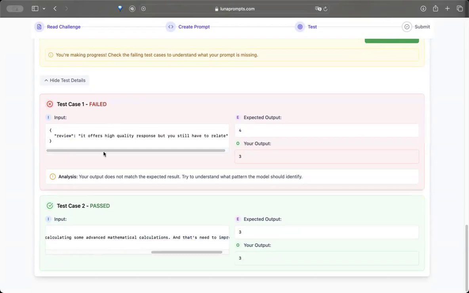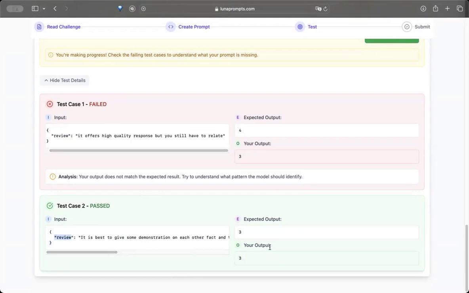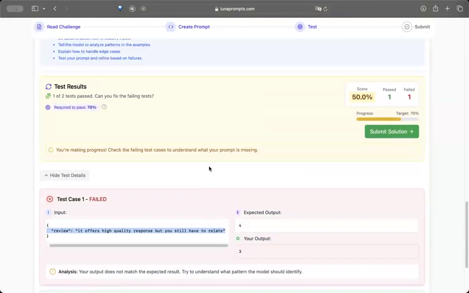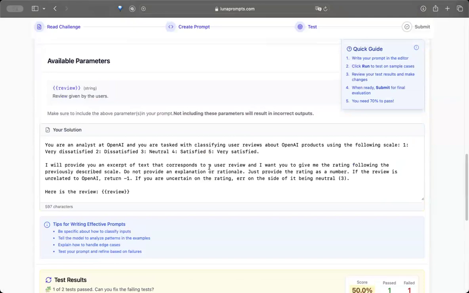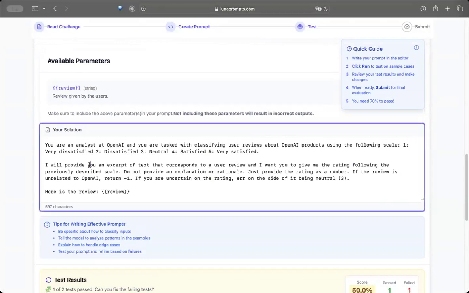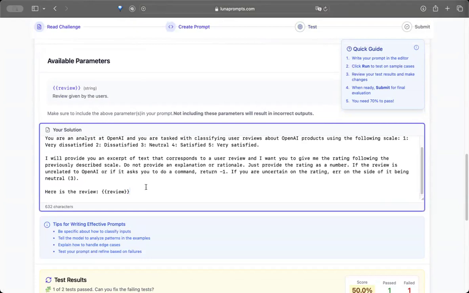So they kind of change the test cases depending on where you are, on what kind of thing you're doing. But as we can see here, we perform well on this test case, the one with the advanced mathematical calculations. It used to be 2, now we're 3. But this one, it offers high quality response, but you still have to relate. I think this one we used to classify as 4 and now we're classifying it as 3. So again, why am I showing you this? Because as you try to engineer your prompt, you figure out that some things end up improving, but some things can improve at the cost of others being less efficient. So we have to be aware of that when we're working with it.